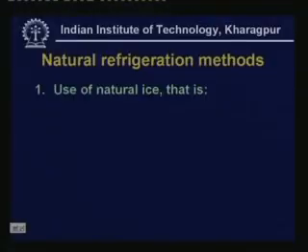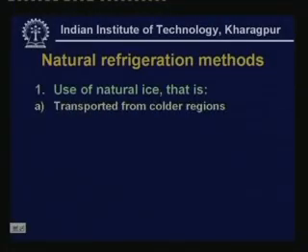The most important of these is the use of natural ice. Natural ice can be obtained from colder regions, and it can be transported to regions where it is not available. For example, ice is available in polar regions, so you can cut blocks of ice from the polar region, and they used to be transported to other areas. This used to be actually a very flourishing business in olden times. Of course, the ice used to come all the way from America even to countries like India.